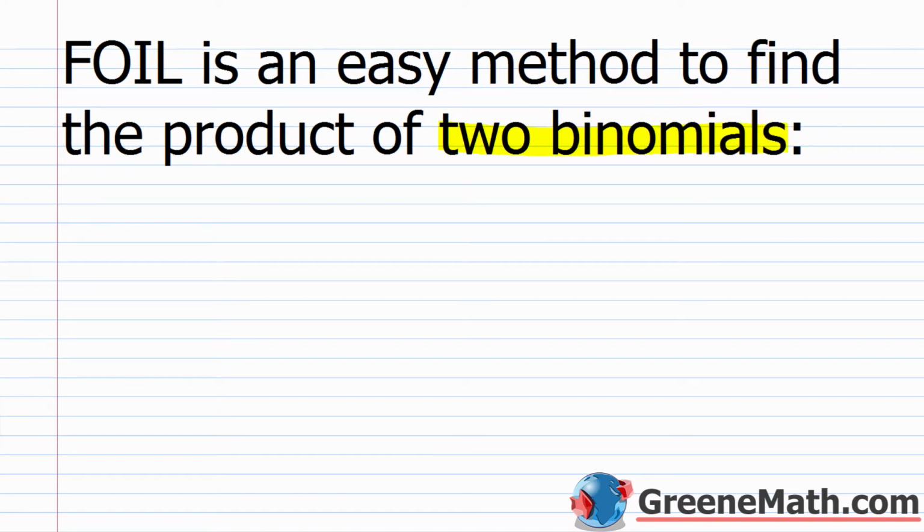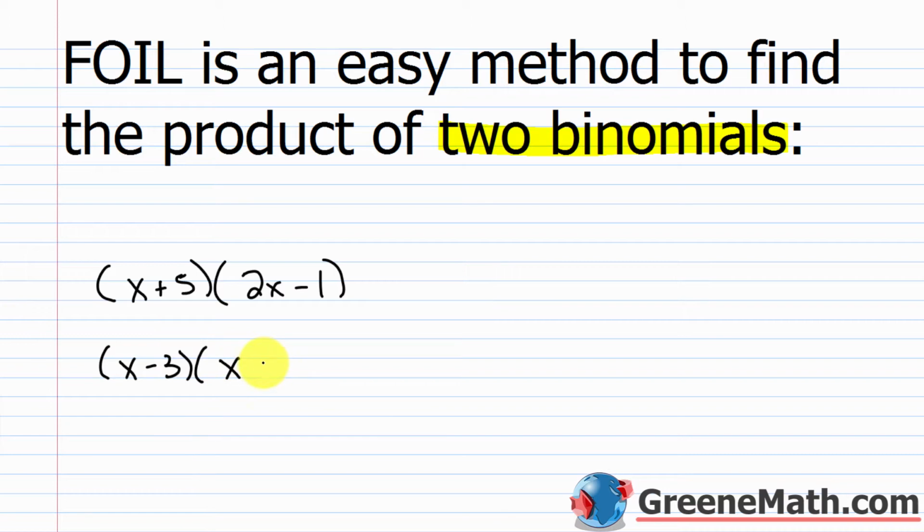So it's only going to work if I have something like x plus 5 times, let's say, 2x minus 1. Right? Those are each binomials. We multiply them together. We can use this FOIL. Or something like x minus 3 times x plus 2. Right? Two binomials being multiplied together.